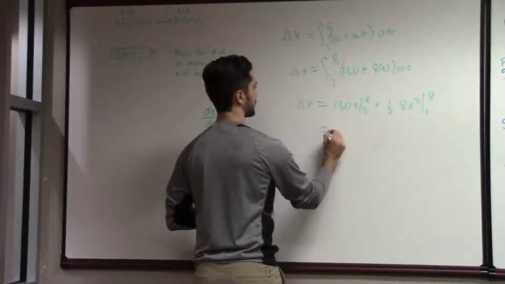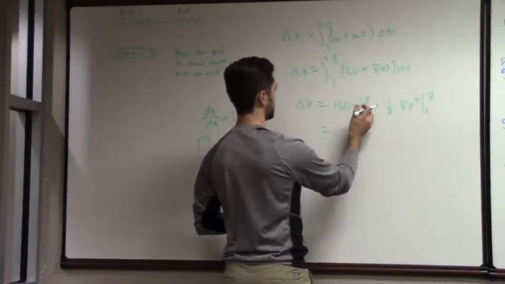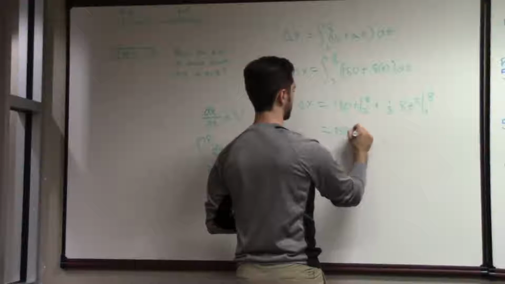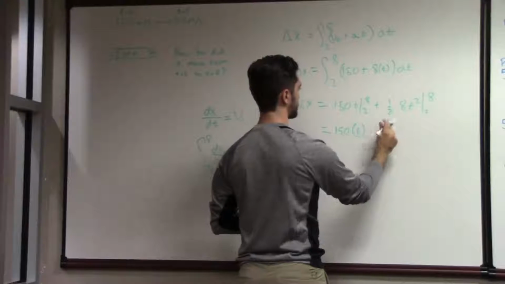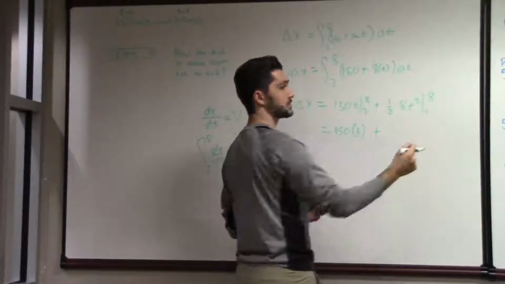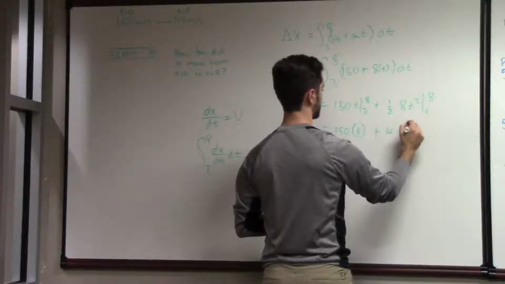Okay? Now all I have to do is evaluate t at these limits. So this will be 8 minus 2, so that'll be 6, so this is 150 times 6, plus this will be 4, and this will be 8 squared minus 2 squared, so that's 64 minus 4, which is 60, so this will be 4 times 60.